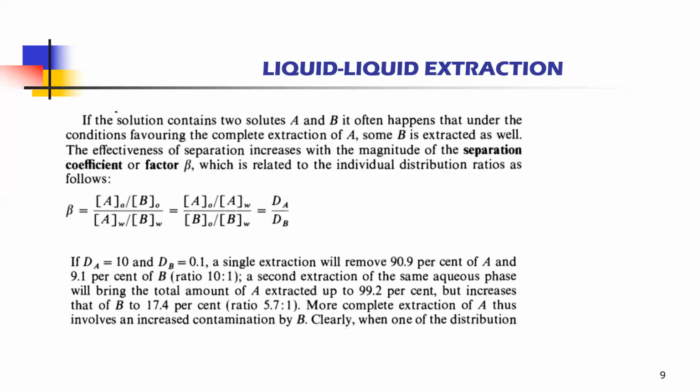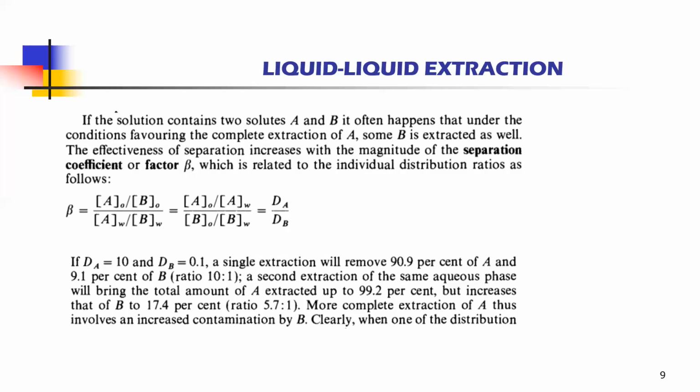So up till now we were discussing the case where the solute component is only a single one, like iodine that we discussed in the previous example. But now if the sample contains two components, A and B, it often happens that under conditions favoring the complete extraction of A, some B is extracted as well. That means B will also distribute into the organic layer. So we should have a condition where the solute A gets separated from B, and for that there should be a larger difference in distribution coefficient between A and B. Only then can effective separation be achieved.